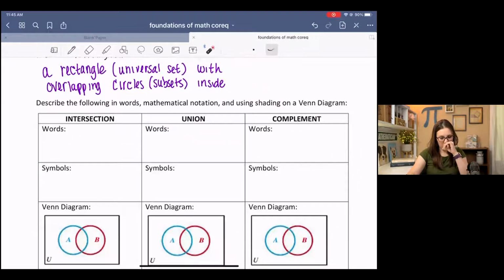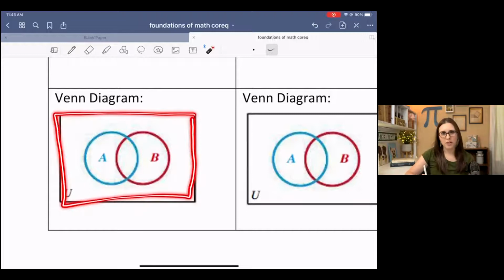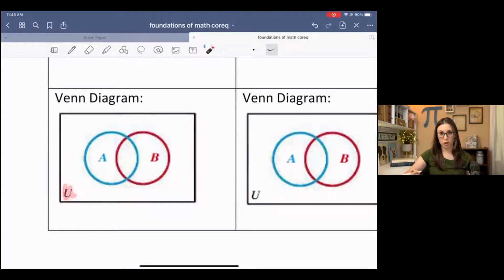And down here, I have drawn out an example of a Venn diagram. It's the same one in each column, but this is a Venn diagram, V-E-N-N. And we have this rectangle, and this rectangle represents everything under consideration. So that rectangle is U. And there can be elements listed in U outside of these circles. So it may look different depending on what we're talking about.